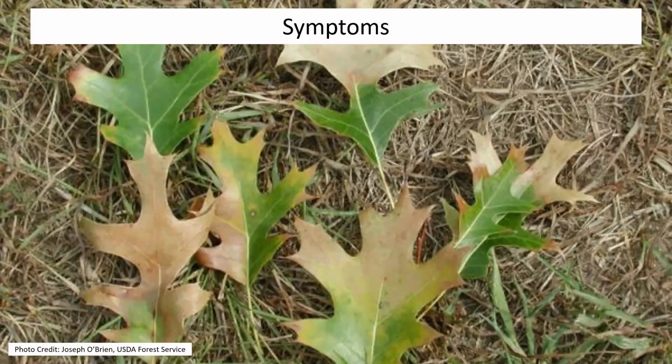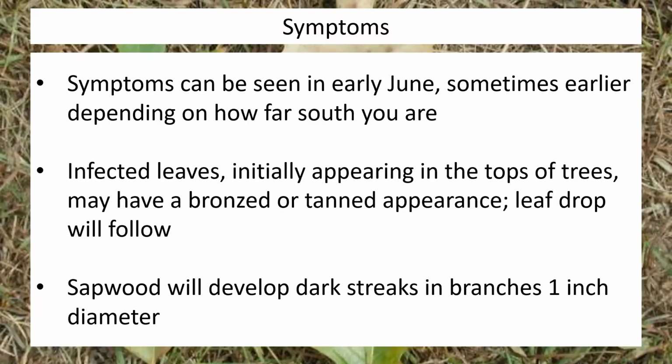So now why don't we go ahead and go over just a little bit at the start of symptoms. And we're going to dive a little bit more deeply into this as we go a little further on. But just to start, symptoms can be seen early summer, early June. But this depends on how far south you are. Sometimes that can appear earlier. If you go further north, it may appear later. Temperature obviously is playing a role in this, and most likely the amount of moisture surrounding you because this is a fungal pathogen. You're going to see that infected leaves initially in the tops of the trees may take on a bronzed or tanned appearance, just like in that previous slide I showed you.